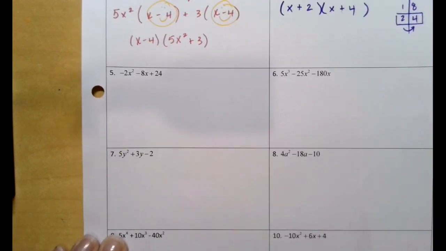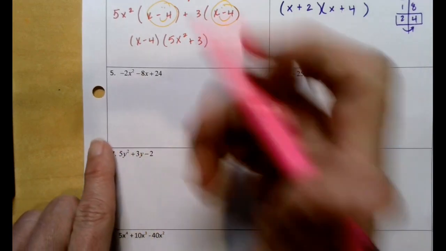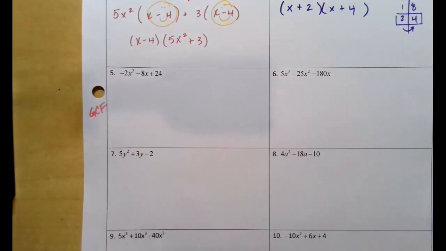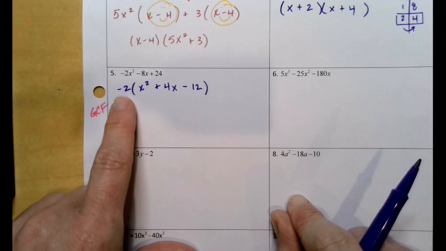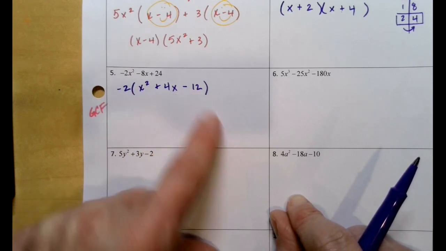Let's check out this next one. Do you see a GCF? Take out that GCF first and come back and let's compare notes. Did you see a -2 that came out? And don't forget, that changes every single sign.